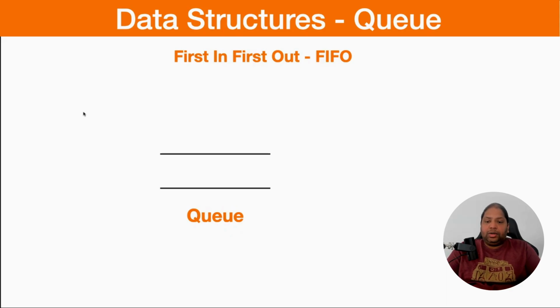To explain this graphically, you can see that the data is inserted one by one on top of each other, and when we delete, the data is deleted in the same order in which it was inserted into the queue. This is how the queue data structure stores the data and then removes the data from the storage.